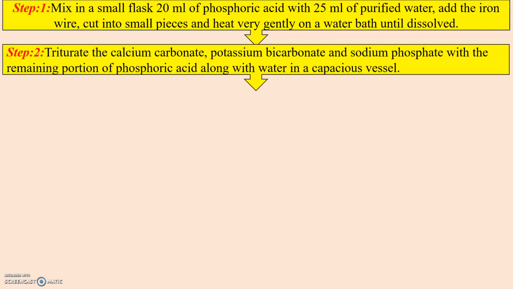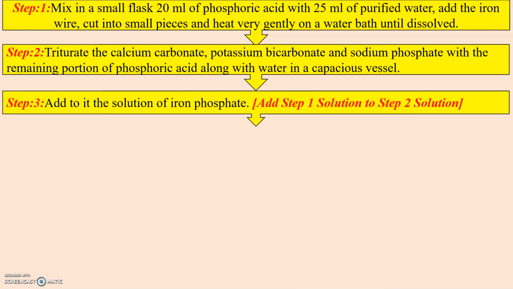Then in the next step, triturate the calcium carbonate, potassium bicarbonate and sodium phosphate with the remaining portion of phosphoric acid along with water in a capacious vessel. Then the third step is to add to it the solution of iron phosphate. That means we have to add the solution of step 1 into the step 2 solution. We have to mix them.